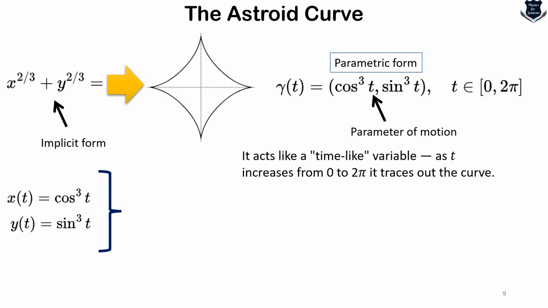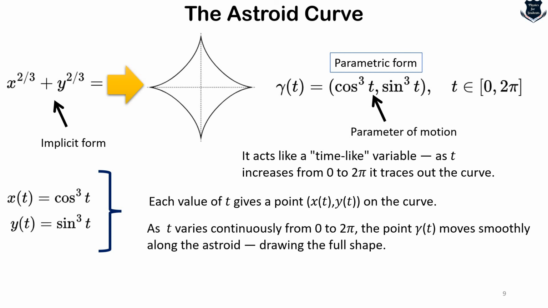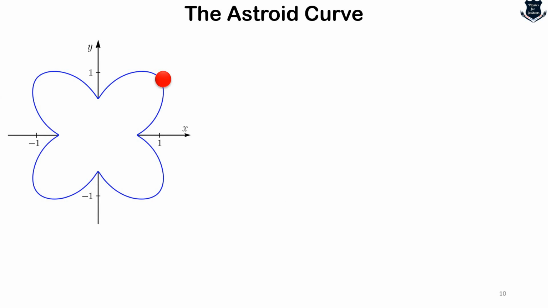So what does it mean to cube cosine and sine? Cubing cosine and sine actually means this. Each value of t gives a point x of t, y of t on the curve, and as t varies continuously, as we will see in the animation, from 0 to 2 pi, the 360 degrees, the point gamma of t moves smoothly along the astroid curve. So the cubing actually gives that x of t and y of t describe not just where the point is, but how the curve slows near the cusps, and goes faster in between, and so on.